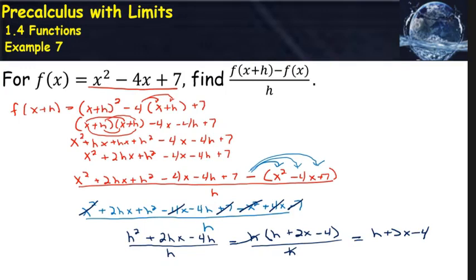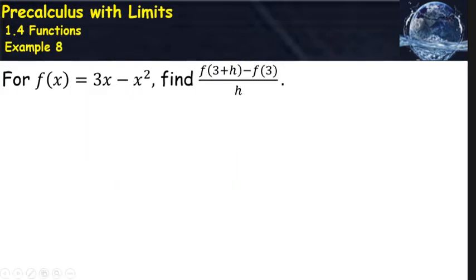Now, if you have it in a different order, I actually had 2x plus h minus 4, it's okay. As long as the 4 is negative and the other 2 are positive, it doesn't matter what order you wrote them in. Okay, so number 8.